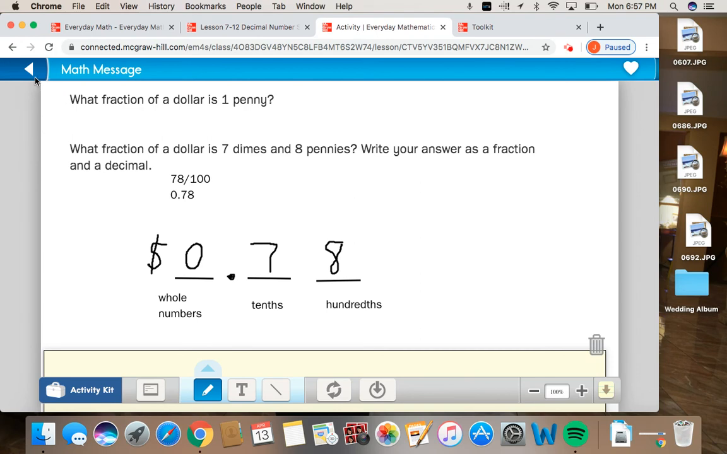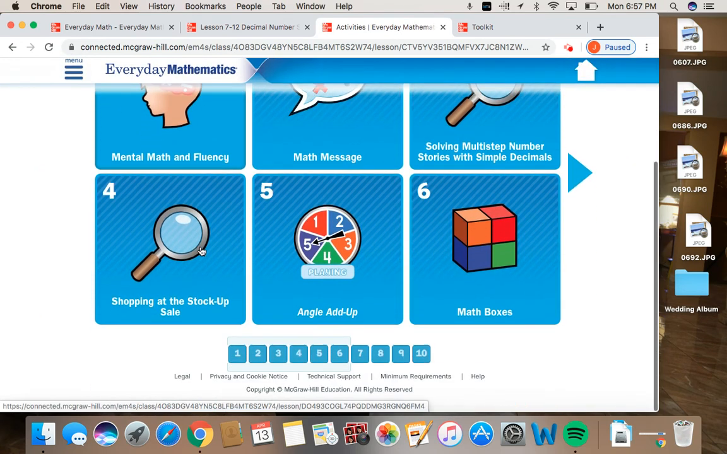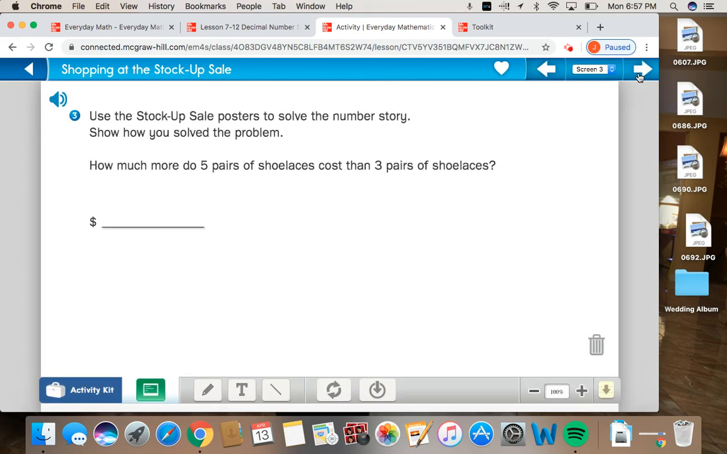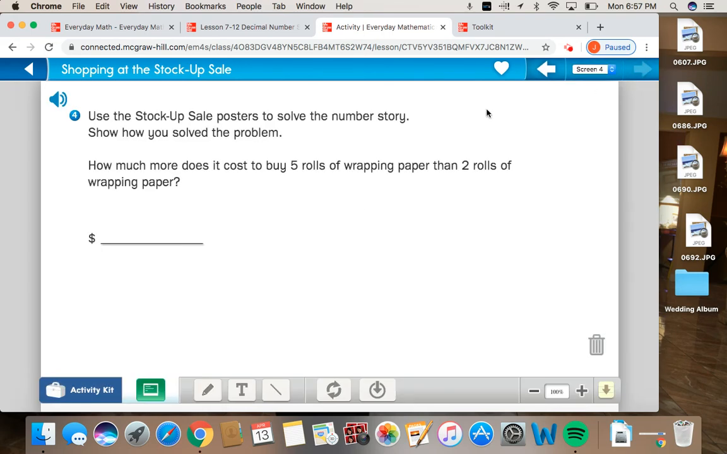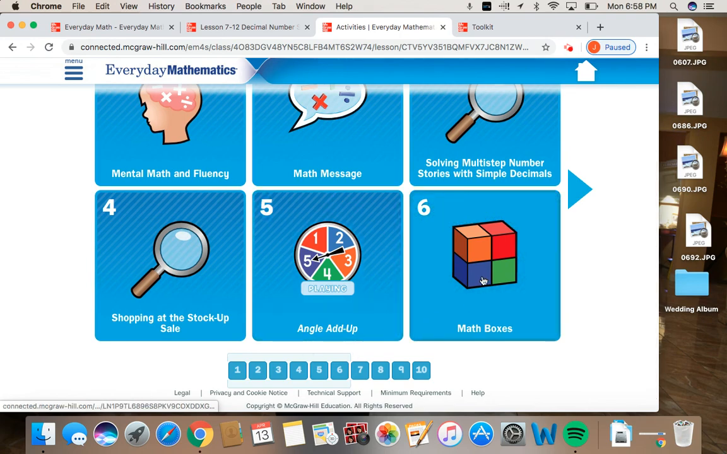So what you're going to do, let's go back and take a look at everything you're going to be doing. You're going to do slide 4. Let's see, you're going to have 4 screens. Here's screen number 1, screen 2, screen 3, and screen 4. When you're finished with that, you can go ahead and do your math boxes.